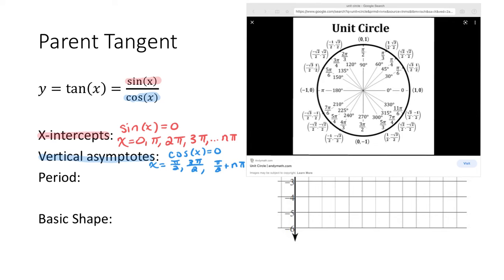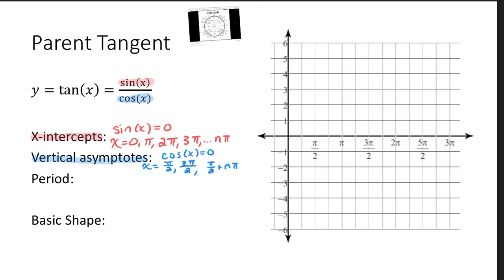Okay, so let's take a look at our graph of what this looks like. The first thing I'm going to do is I'm going to place my x-intercepts. My x-intercepts of tangent are at 0, pi, 2 pi, and 3 pi, essentially starting at 0 and adding every pi. My vertical asymptotes are happening at the half pi. So I'm going to draw a vertical dotted line that I'm going to approach but not get to.